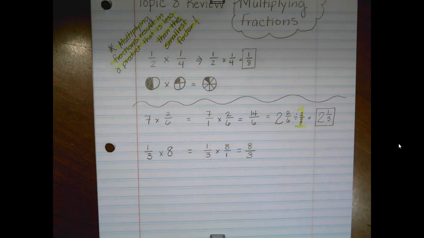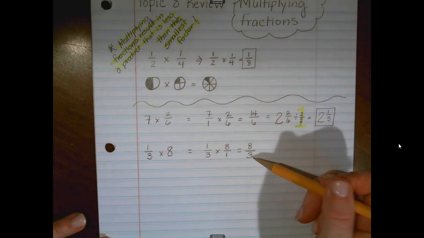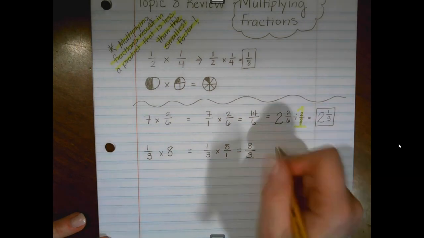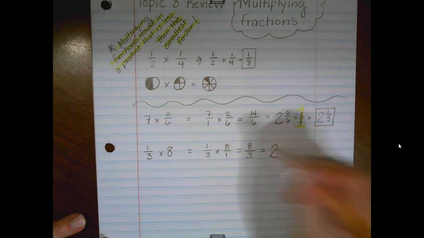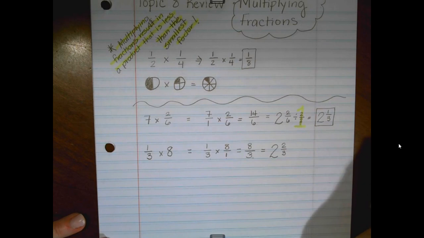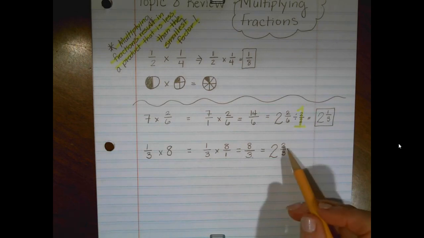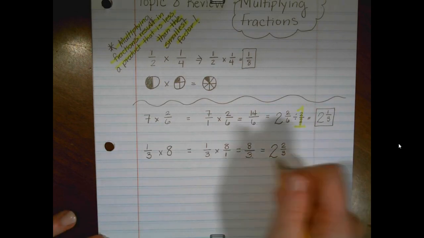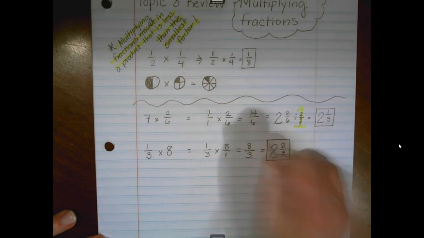Improper fractions, we divide. We always divide by the denominator. So 3 goes into 8. It's going to go 2 times. 2 times 3 is 6. So I have 2 left over out of 3. So I get 2 and 2/3. I know that this is not going to simplify. 2 is a prime number. We don't use 1, and I know that 3 is not divisible by 2. So this answer is 2 and 2/3.